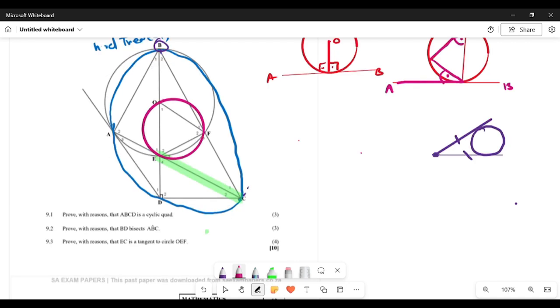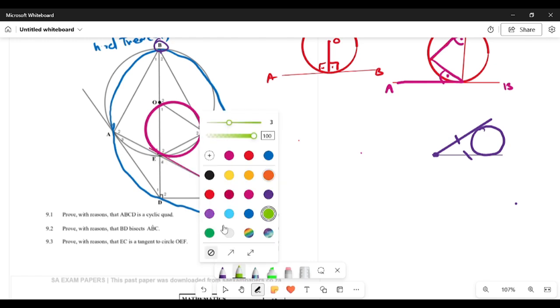Yes. So to circle OEF, right? That's the circle right over here. So let me also highlight this EC. And if you could look into that circle that we have been given, circle OEF that we are trying to make use of, can you see that we have a small triangle inside there?